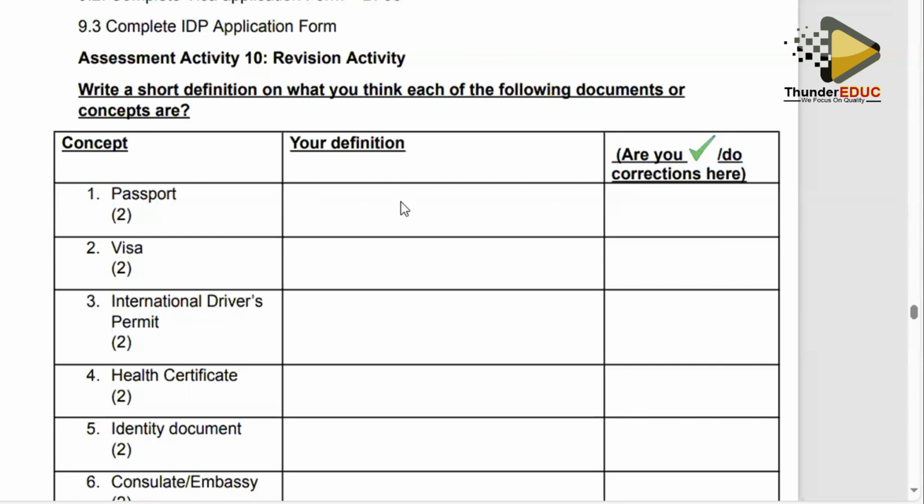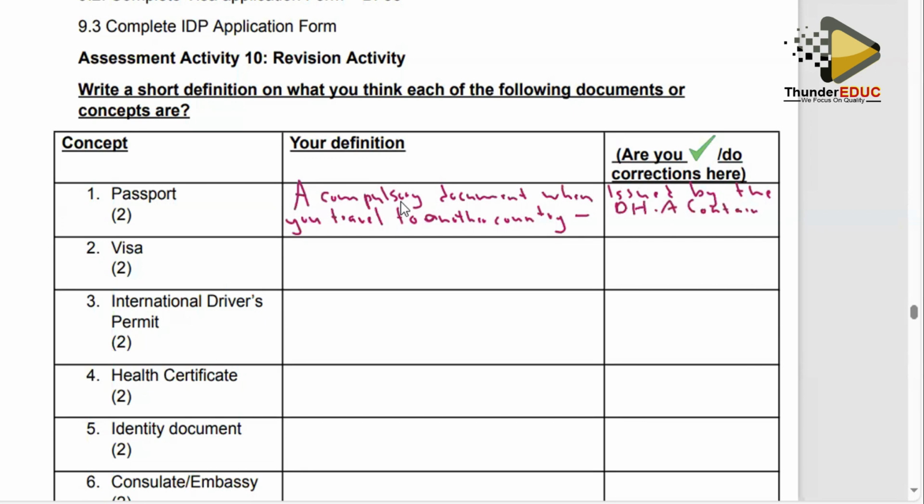So let's start with the term passport. This is a compulsory document when you travel to another country. It is issued by the DHA and contains information about the traveler.